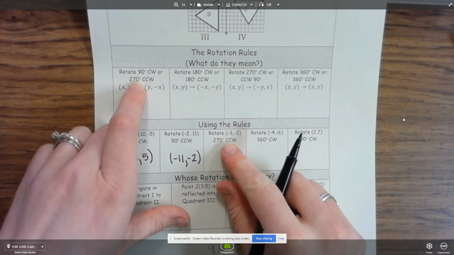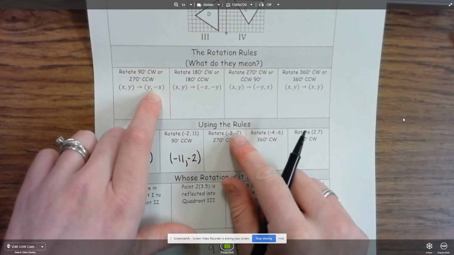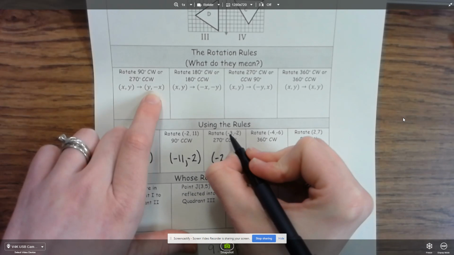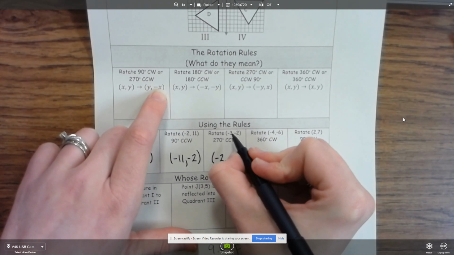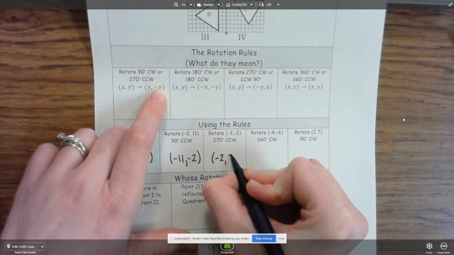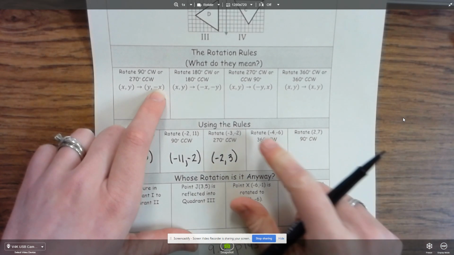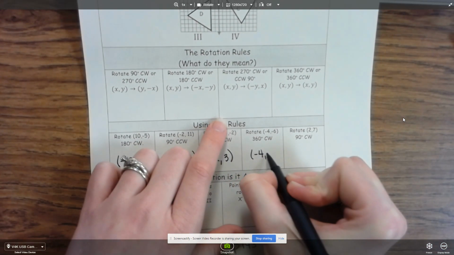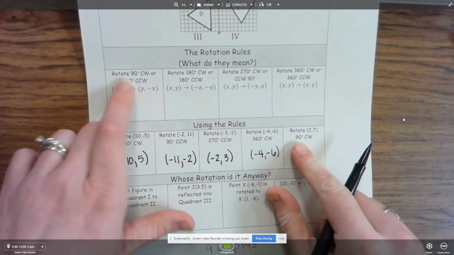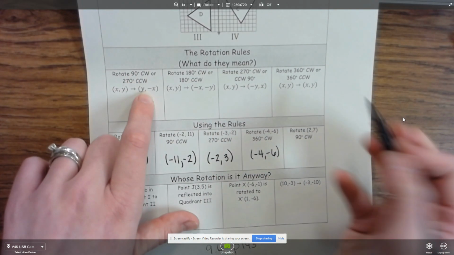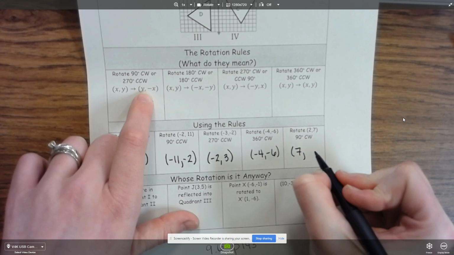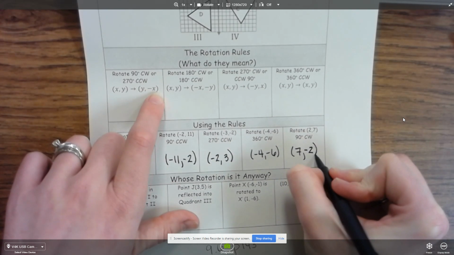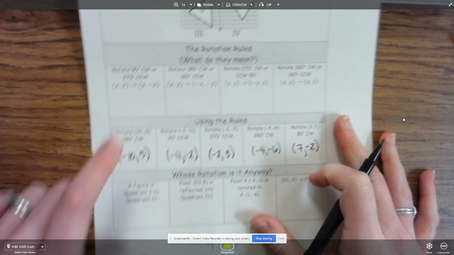So here's 270 degrees counterclockwise. So in this one, I just take the Y and move it to the X position. But when I move the X, I've got to change the sign. So if it's a -3, it becomes a +3. If it's 360 degrees, it's just the exact same point. And then 90 degrees clockwise, I'm taking the Y and sticking it in the X spot. I'm taking the X, changing the sign, and sticking it in the Y position.